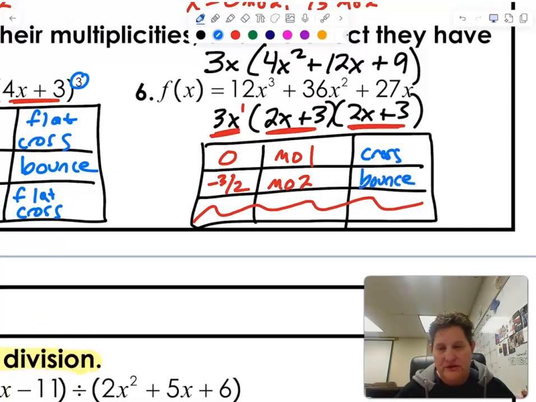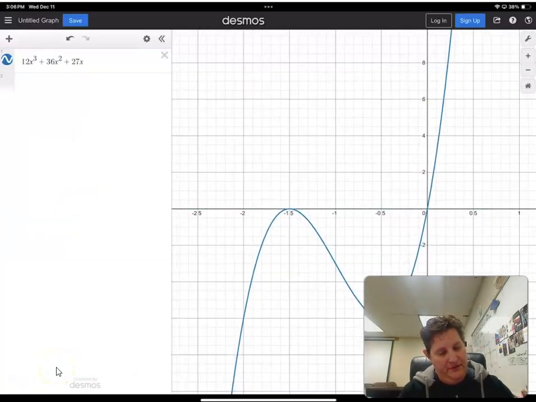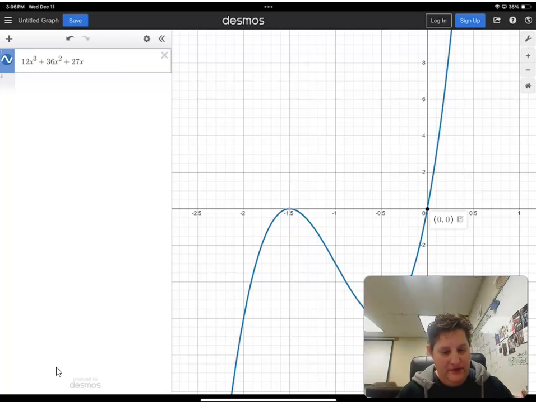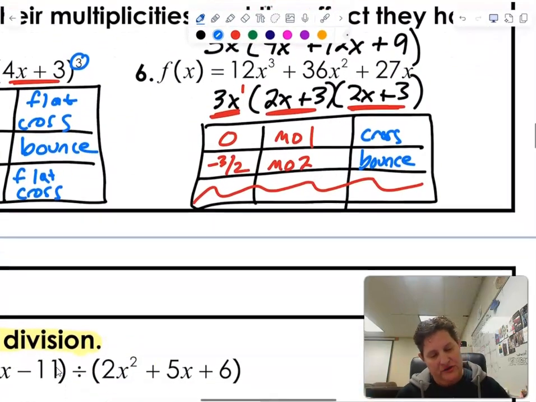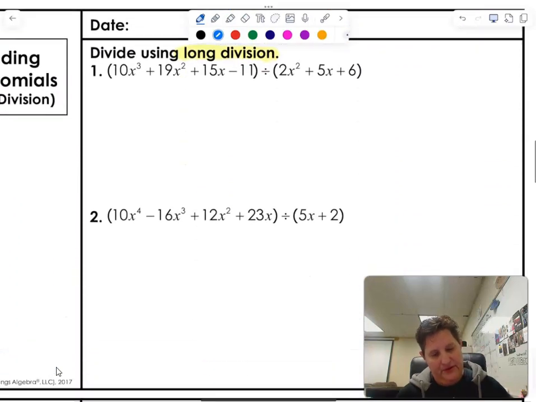Okay? So let's take a look at this. This one's a little bit better to see. I can zoom in a bit. But you can see it crosses at 0 and it bounces at -3/2, -1.5. Okay? But again, you're not graphing. We're just talking about the effect that it has on the graph. All right. Perfect. Next page.